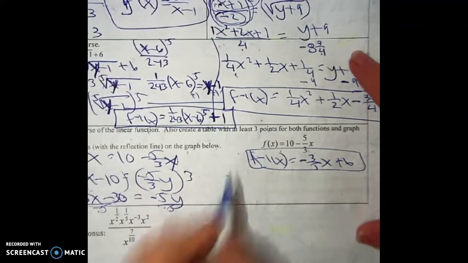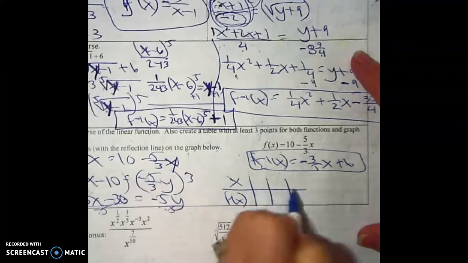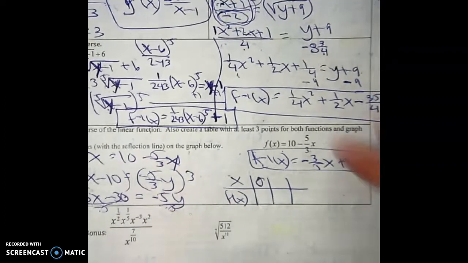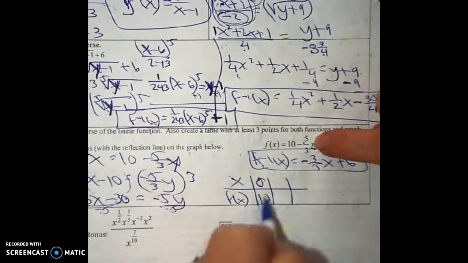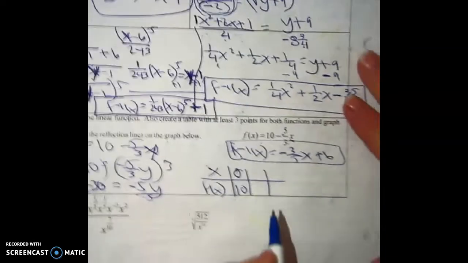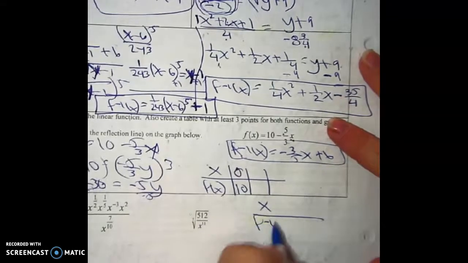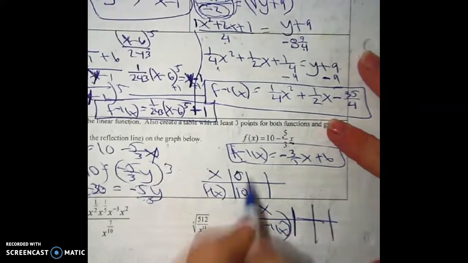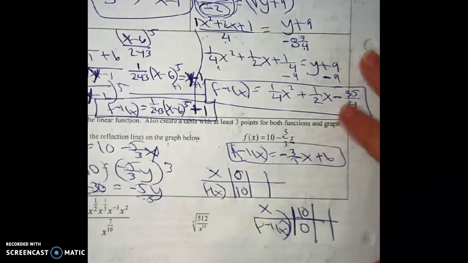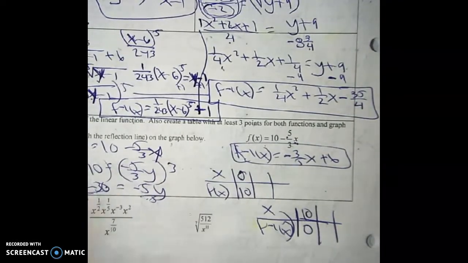They want at least 3 points, so x, f of x, 0. So I'll plug in 0 to the original. If I plug in 0, anything times 0 is 0. That's 10. Which means if I was doing the inverse one, I'll do these on a separate paper: x, f inverse of x. I always do that. The first point would be 10, 0. And you know what I could do? I could pick whatever one I want. I can just do the opposite.